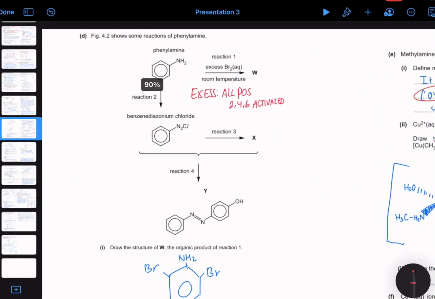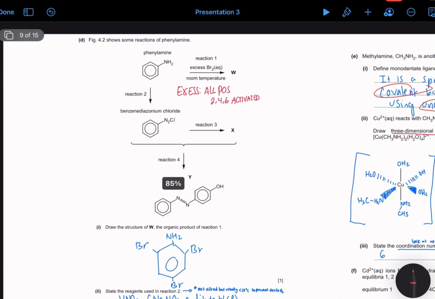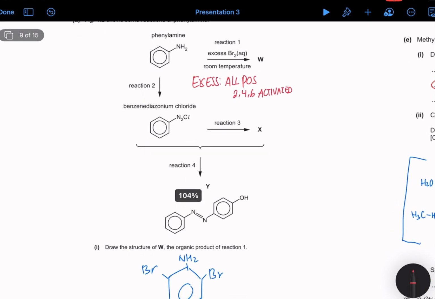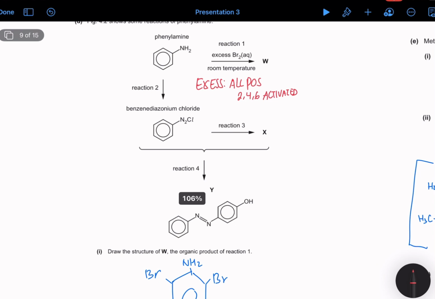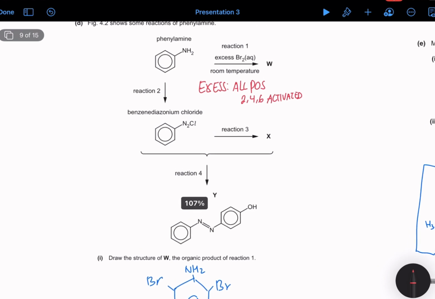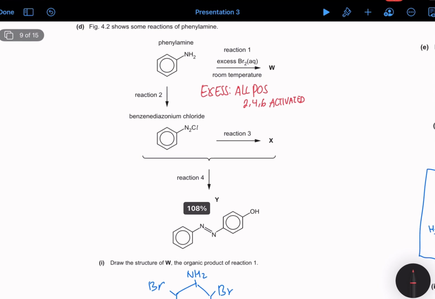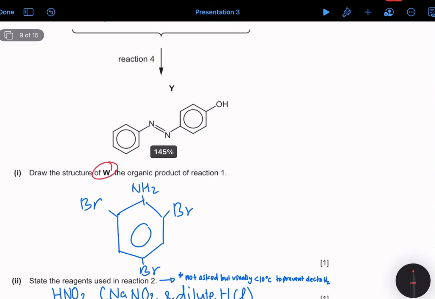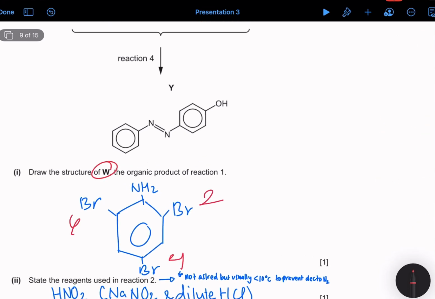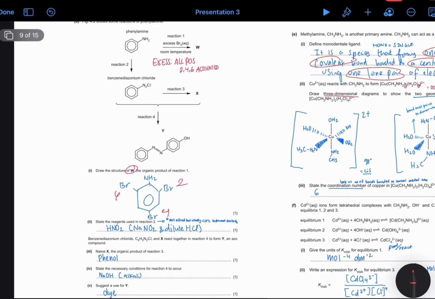Next question, question 4D. Figure 4.2 shows some reactions of phenylamine. So yeah, that one is your phenylamine, and you react it with excess bromine. If it is excess bromine, all positions are activated, so 2, 4, 6 are likely to be activated. So the structure of W, as you can see, has 2, 4, 6 all activated. State the reagents used in reaction 2. Which one is reaction 2?